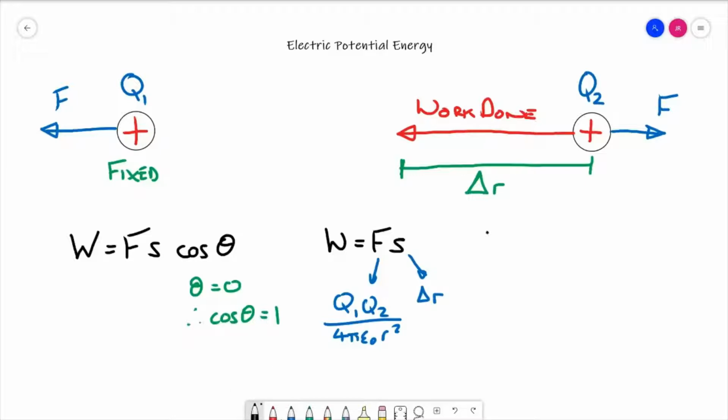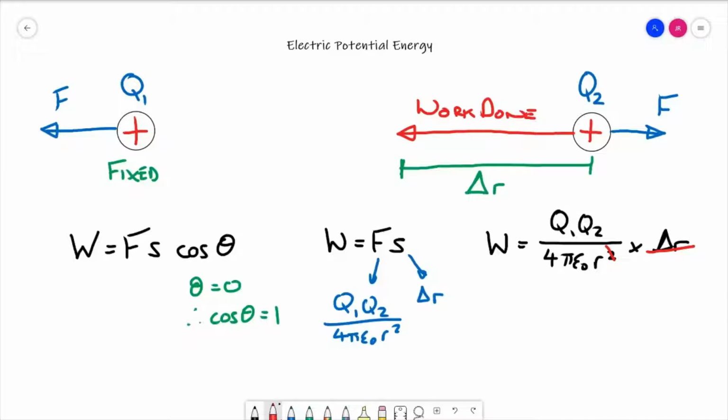Our equation for work done therefore becomes Q1 Q2 over 4 pi epsilon naught r squared, there's Coulomb's law, and we're going to multiply that by delta r, which is the distance that we've moved. Now I'm going to cheat here a little bit. I'm just going to cancel this delta r with one of these r's down here.